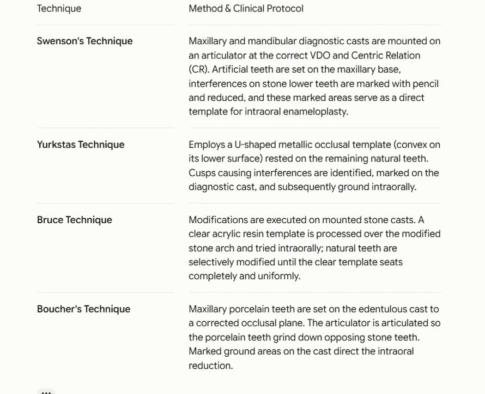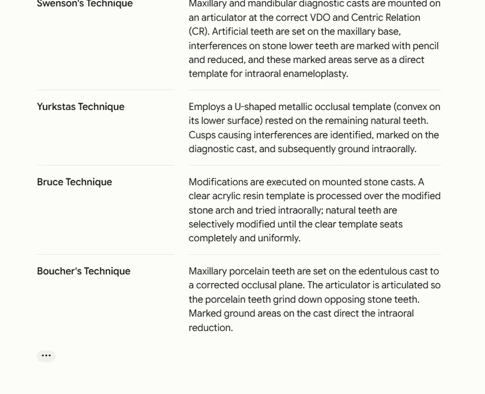Eustace technique. Employs a U-shaped metallic occlusal template, convex on its lower surface, rested on the remaining natural teeth. Cusps causing interferences are identified, marked on the diagnostic cast, and subsequently ground intraorally. Bruce technique. Modifications are executed on mounted stone casts. A clear acrylic resin template is processed over the modified stone arch and tried intraorally. Natural teeth are selectively modified until the clear template seats completely and uniformly.